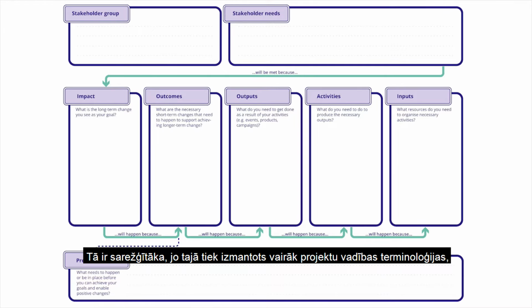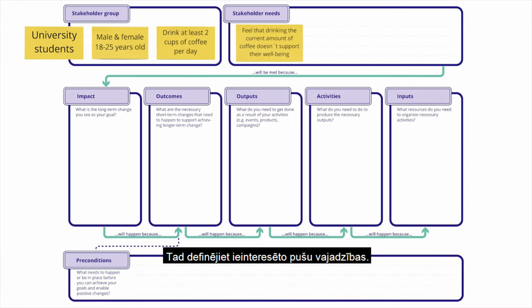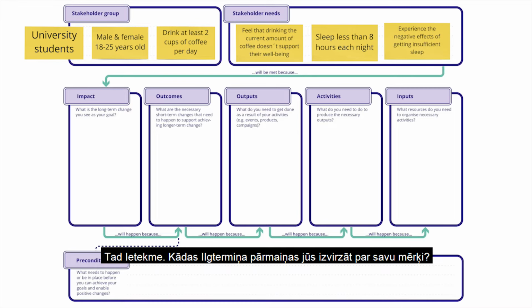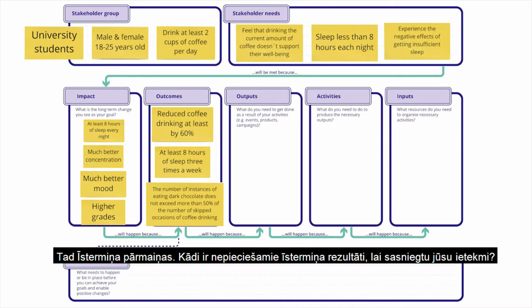It's more complicated because it uses even more the terminology from project management, like inputs, outputs and outcomes. Work with it in the following order. First, define your stakeholder group. Then, define the stakeholder needs. Then, long-term change. What is the long-term change you see as your goal? Then, outcomes. What are the necessary short-term results to achieve your impact?